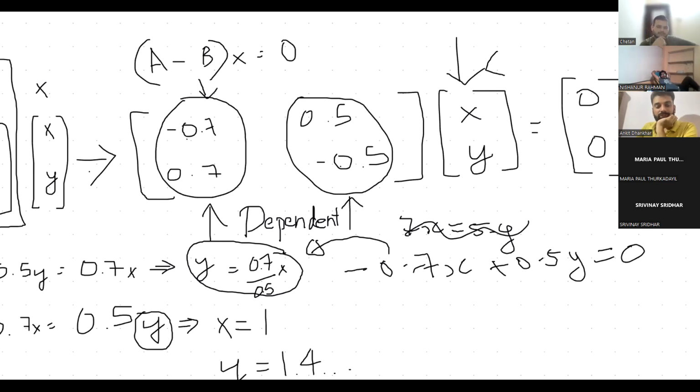By just solving, substituting and solving, yeah. So the first equation we got is the same, but what about the second? Is it also the same? Yeah, the second one is also the same. The second one, you'll get the negative of this equation: 0.7x - 0.5y = 0.